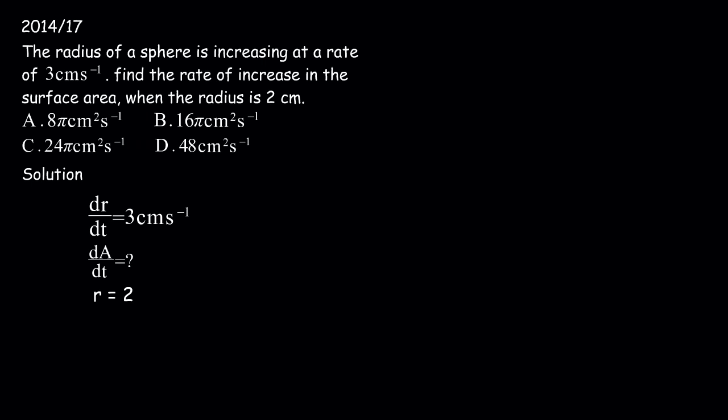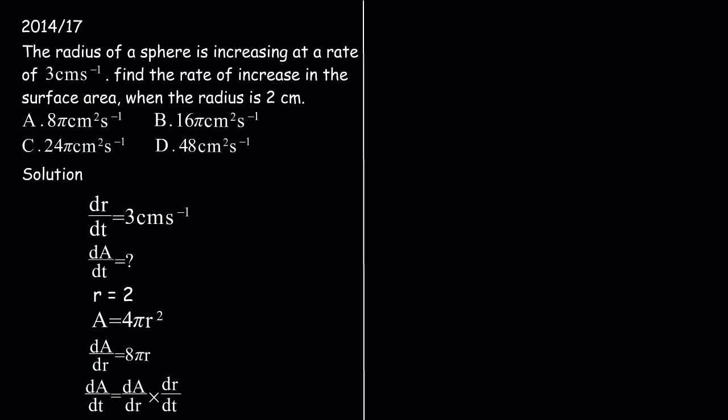Now the very first thing we are going to be finding is dA/dr, because we know that the area of a sphere is equal to 4 pi r squared. Now differentiating our area with respect to radius, that is dA/dr, it will be equal to 8 pi r. That's what we get when differentiating A with respect to r. Now from our knowledge on the rate of change, dA/dt will be equal to dA/dr times dr/dt.